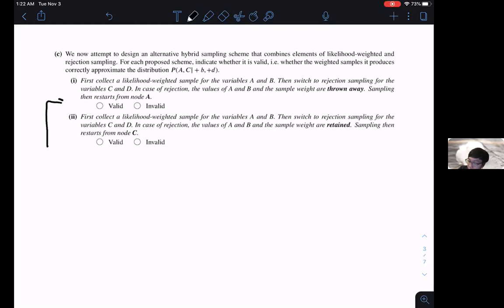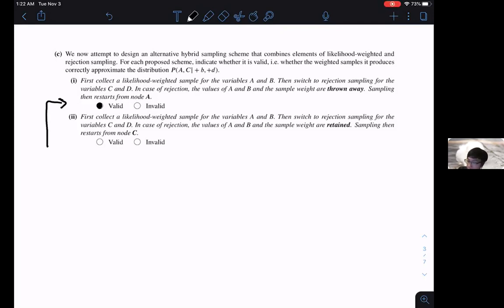So for the first one right here, we are collecting a likelihood weighted sample from the variables A and B, and then we switch to rejection sampling for C and D. In the case that we are rejecting, we throw the whole thing away and then resample starting from node A. Intuitively, if you think about the procedure right here, this would make sense, because every time you see something that's inconsistent with our current distribution, we need to throw away the whole thing. This is the best way to merge the two sampling methods together. So in this case, this is actually valid.